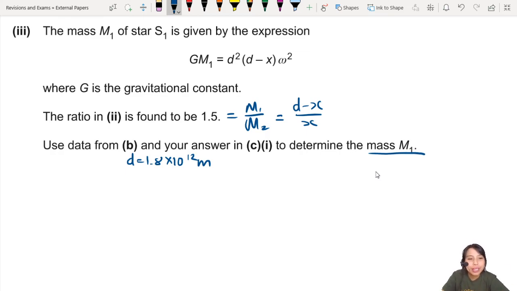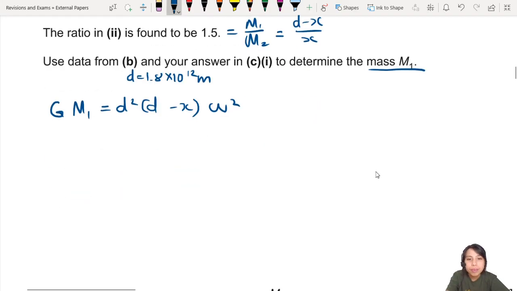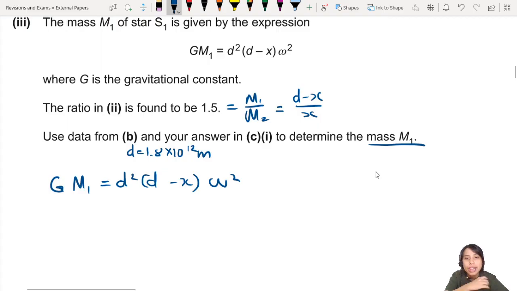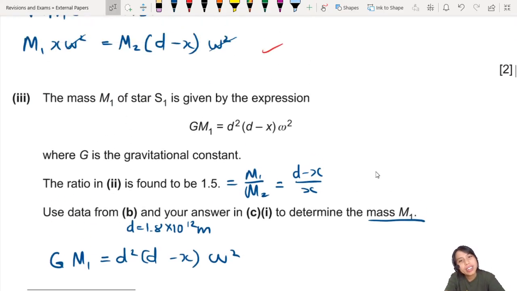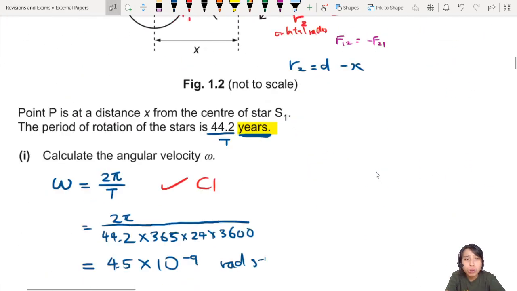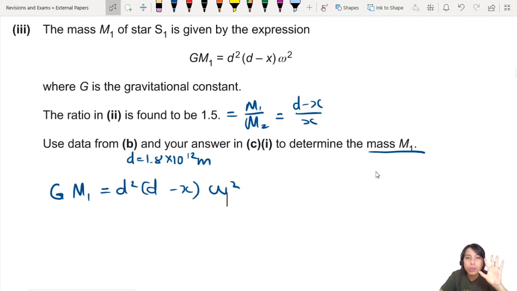Let's try to play around with the equation. So GM1, I'm just going to rewrite the whole thing: D squared, D minus X, omega squared. Do we know all the information? M1 we don't know. D we know. X, do we know X? What is X? They didn't really give us X, right? If we look back, moment of panic, there is no X. How to do? Calm down. You haven't used this piece of information yet, 1.5. We're going to use that. Don't forget, you can use that here.